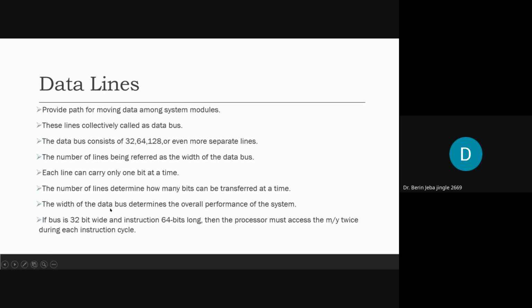Note this point: the width of the data bus determines the overall performance of the system. If the bus is 32-bit wide and the instruction is 64-bit long, the processor must access memory twice during each instruction cycle.